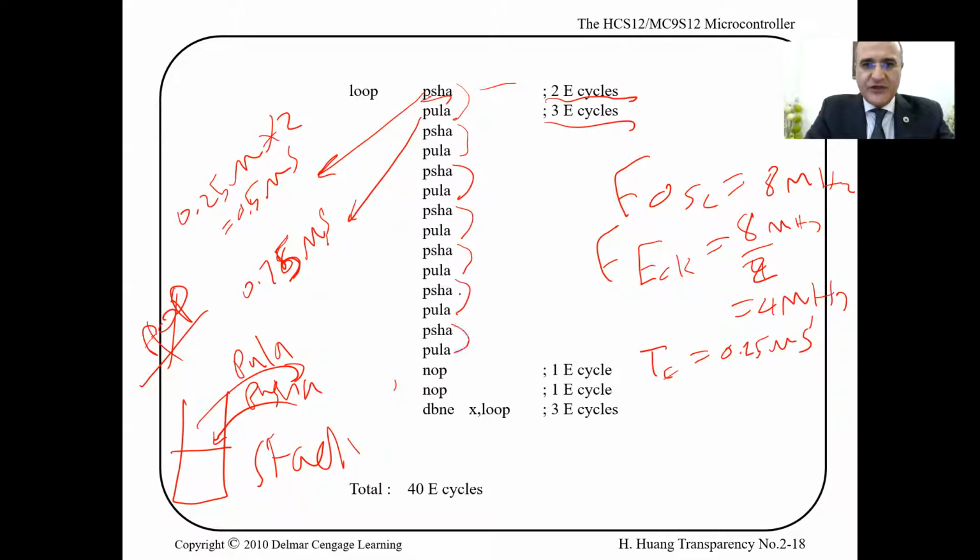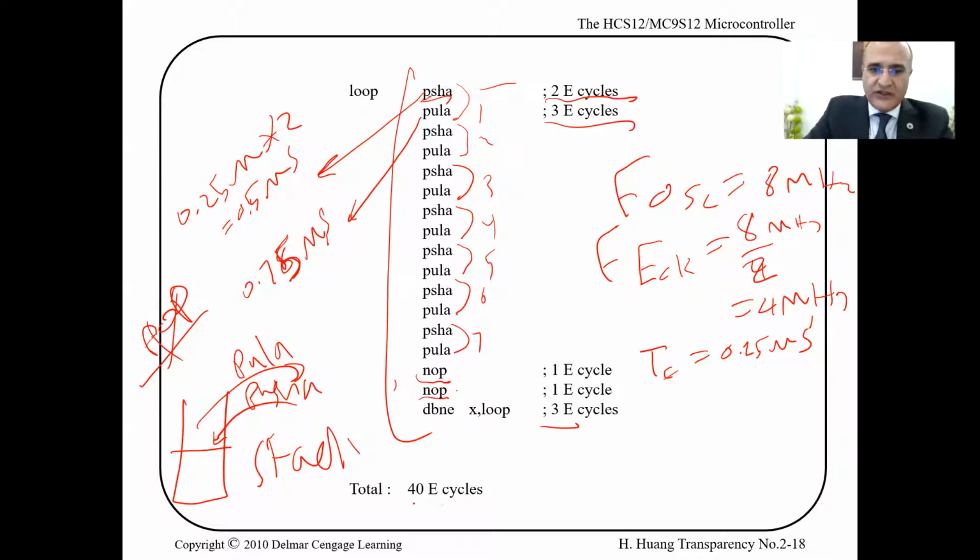Okay. How many times here? 1, 2, 3, 4, 5, 6, 7. Seven times. Each push and pull takes 5. This is 35, right? The no operation takes 1, so 36, 37. The decrement and branch not equal takes 3 e-cycles. So the total here is 40 e-cycles.